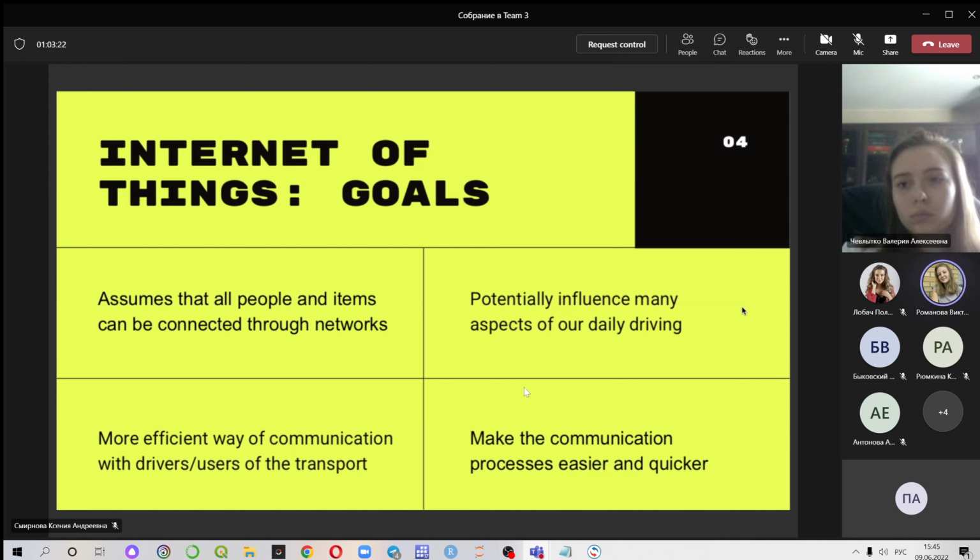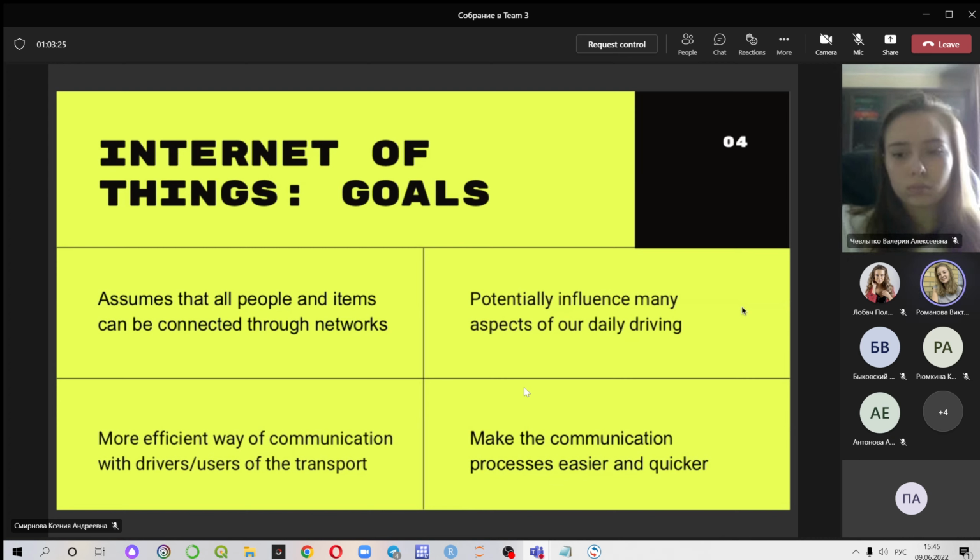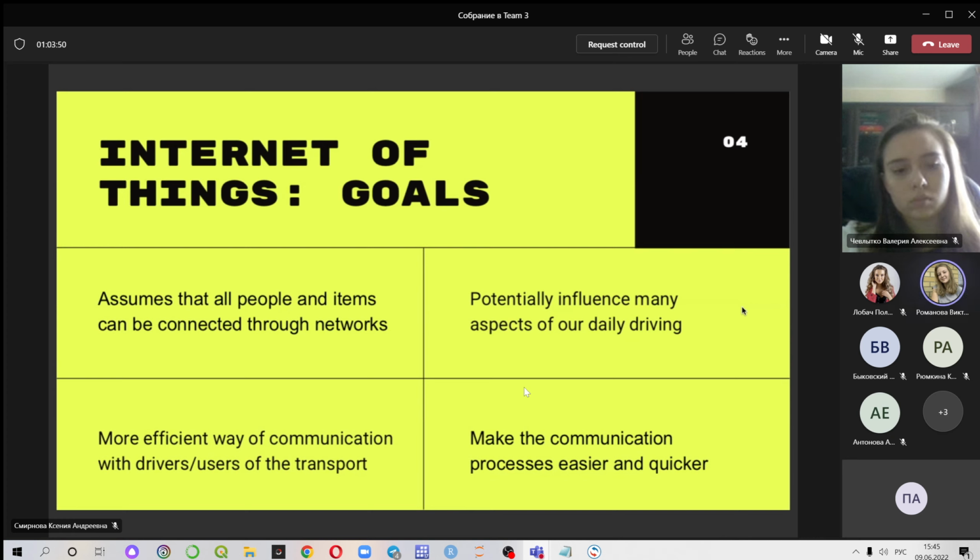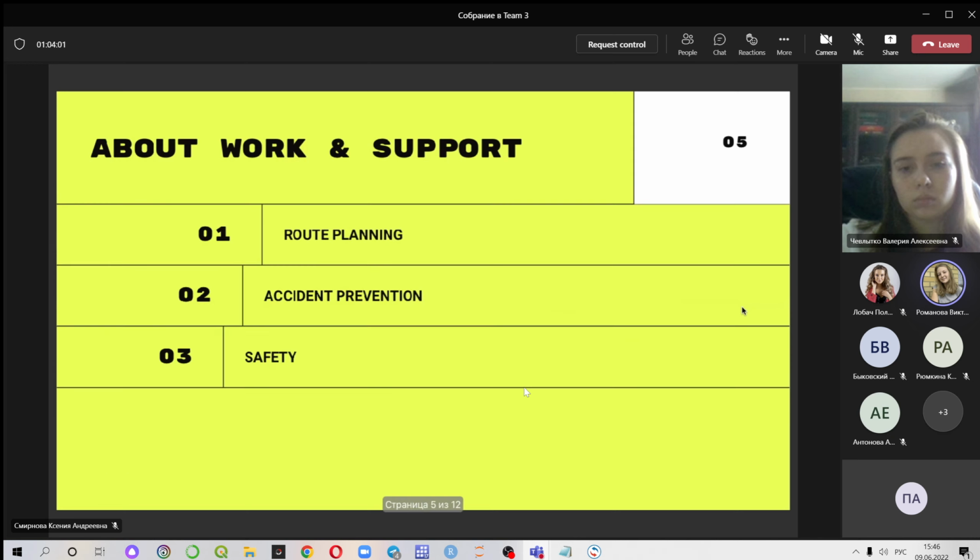So the first technology which we are going to talk about in this sphere is the Internet of Things. Actually, Internet of Things application development allows engaging with customers on a more personal level and customizing content to match their needs. So in communication with clients, the Internet of Things in the transportation sphere is also constantly developing. It provides a more consistent and more efficient way of communication with drivers and users of the transport. Such solutions make the communication processes easier and quicker. So how does it actually work and how is it supported? There are the following technologies.